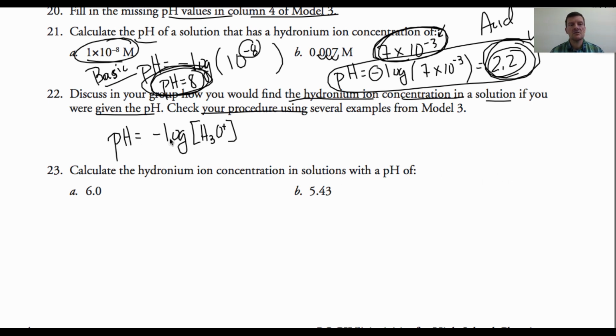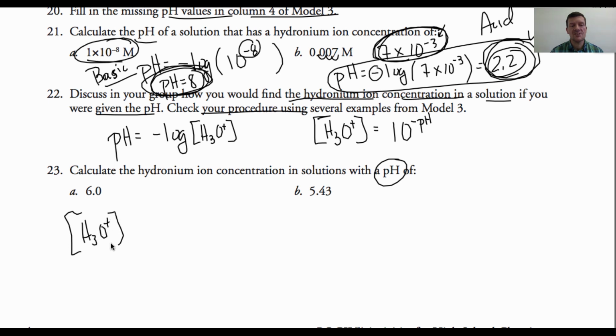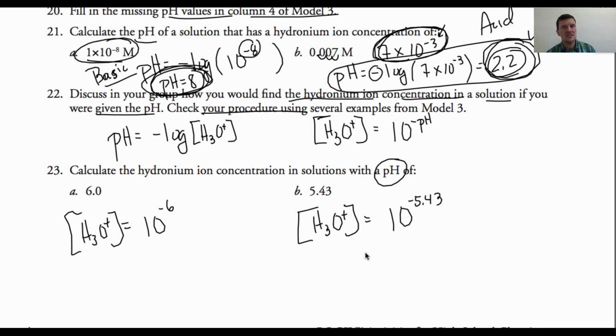So if you have pH is equal to the negative log of the concentration of hydronium ions, and you want to find the hydronium ion concentration knowing the pH, the hydronium ion concentration is equal to 10 to the negative pH value. Okay? So for example, if you know the pH is 6, then your hydronium ion concentration is going to be 10 to the negative 6, negative pH. And here, the hydronium ion concentration is going to be 10 to the negative 5.43. And you can just ask your calculator if you want to. If you want to express it as a number in decimal notation, just take your calculator, take 10 to the negative 5.43, and it'll give you a decimal equivalent of that.